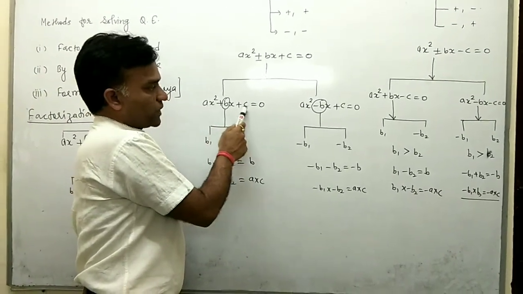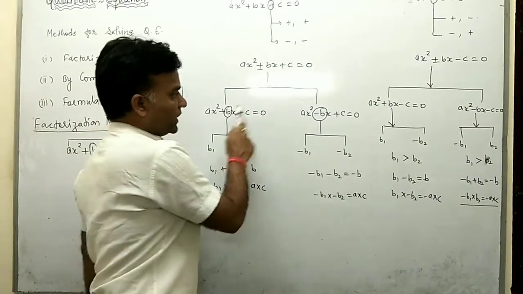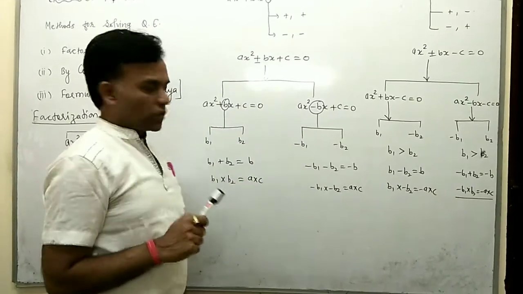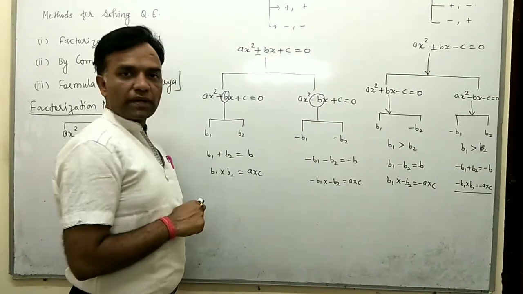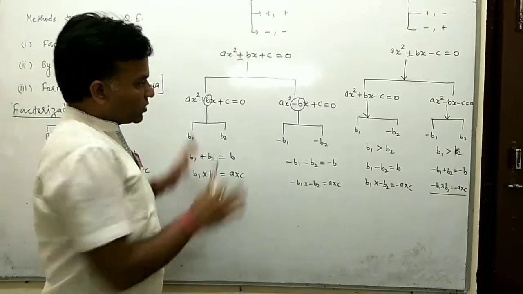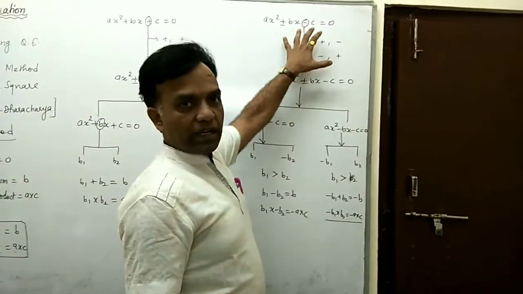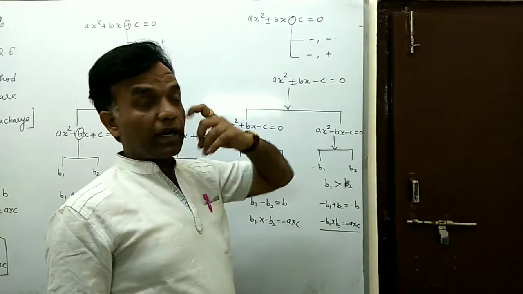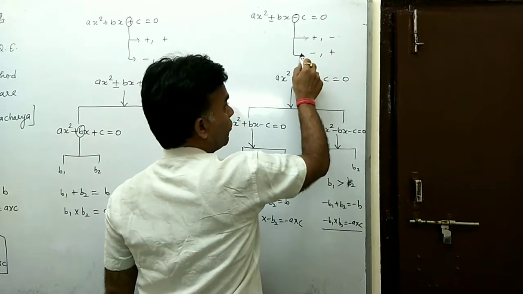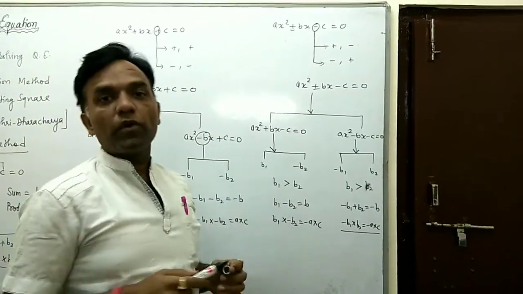ax square plus bx plus c equal to 0, or ax square minus bx plus c equal to 0. In both cases we have plus c, but plus b and minus b are the two cases. If you write plus b, then both the factors are plus. If minus b here, then both the factors are minus. Okay, so that is one situation, and now another situation: the constant term is negative. When the constant term is negative, you again think about the two situations: one factor is positive and the other is negative, maybe positive.